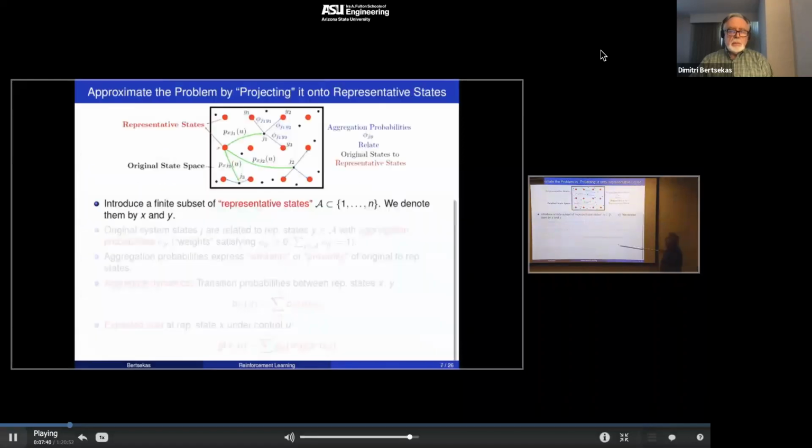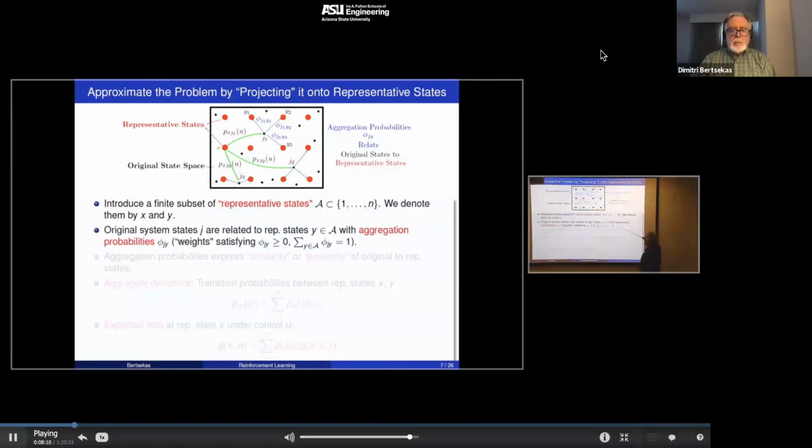So we'll introduce these representative states, and we're going to approximate the problem by projecting onto them. So look at this figure here. The black states are in this black enclosure, and they are the original states of the original problem. The red states are the representative states. It's just a subset, okay?